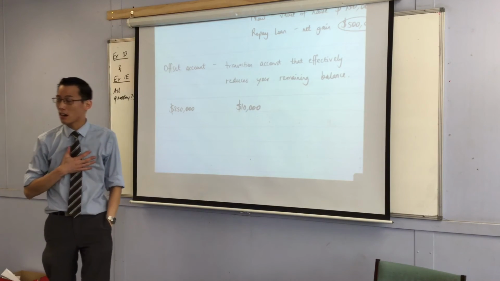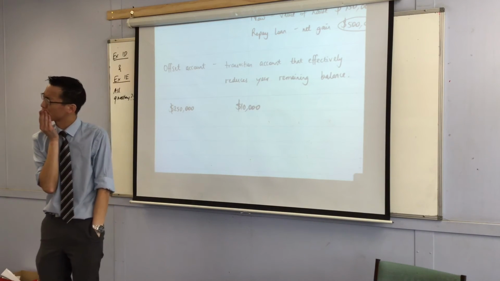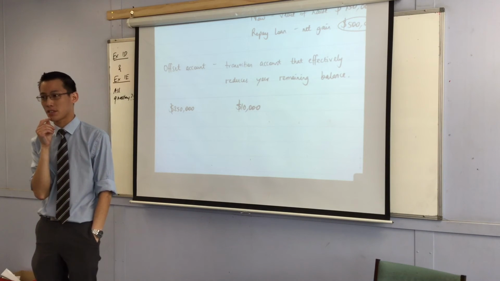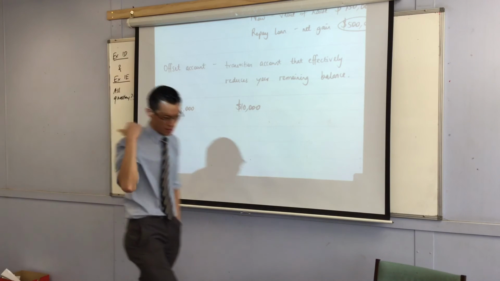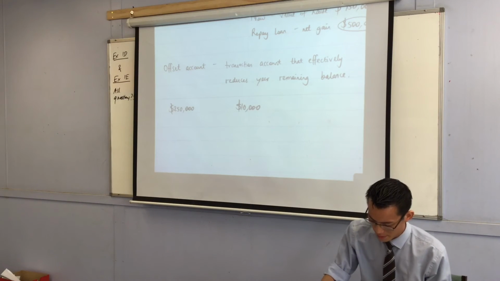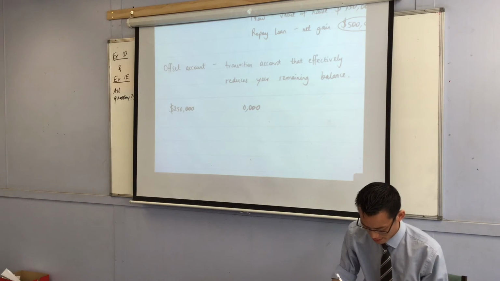For example, I won't give you the exact numbers, but my offset account right now is about, I think, about half the size. So in this scheme, if I owed $250,000, it'd be as if, whoops.